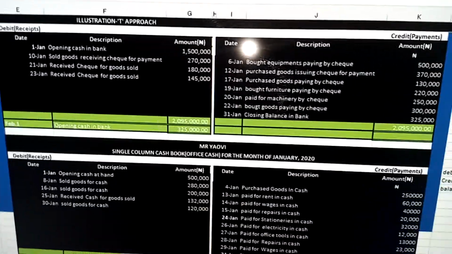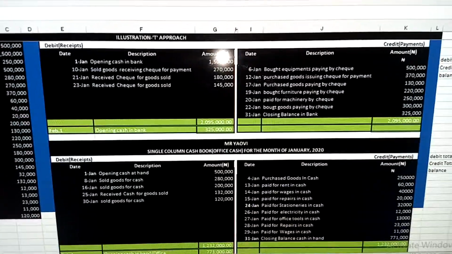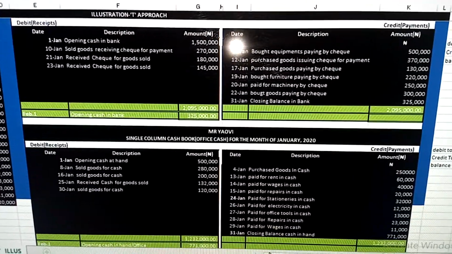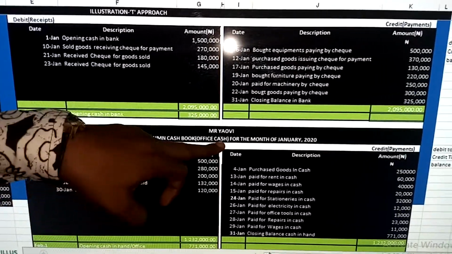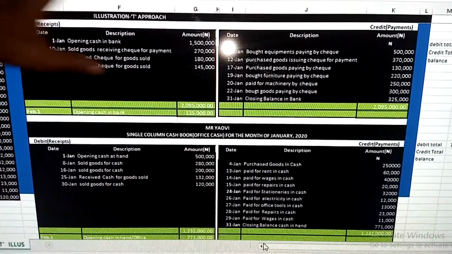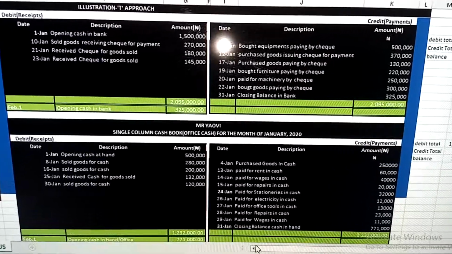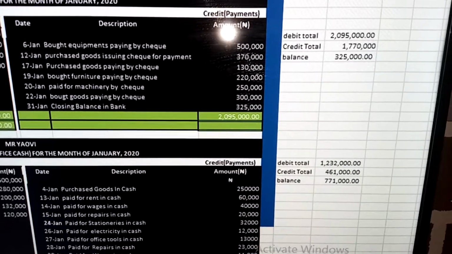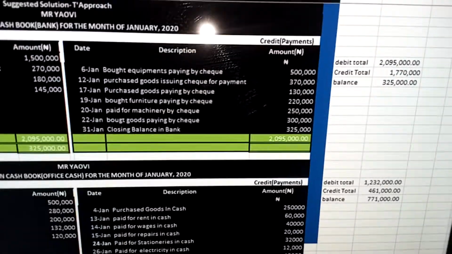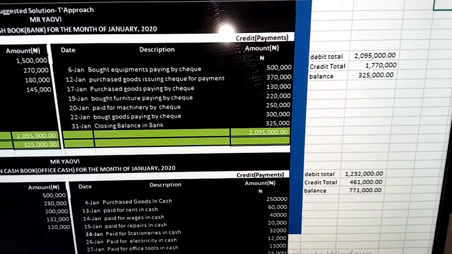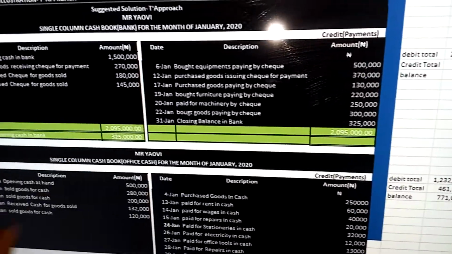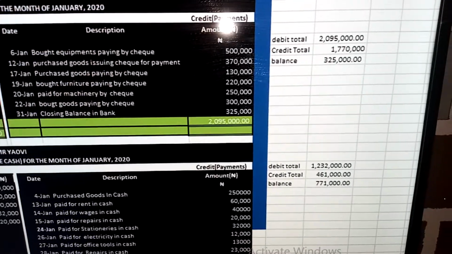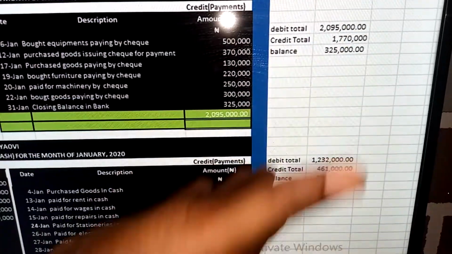Now, what I am trying to explain is that you can see the T illustration is in a T format, or the T approach. We have the single column cash book for office cash, and the single column cash book for what? For bank cash. And then what we are saying here is that the single column cash book for bank shows the debit side, which is for receipts on the left side, and that's the debit, and then we have the payment on the right side, and that's what?